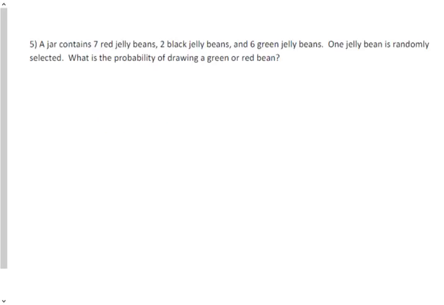Okay, you can do the same thing with jelly beans. So in this one, I've got 15 total, and I want a green or a red. Well, there's 6 green plus 7 reds, so there's 13 positive outcomes. Divide by my total, and we're going to round it to 87%. This is all probability is, total positives versus total.